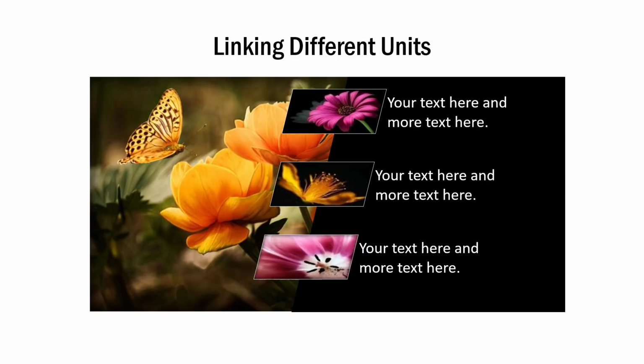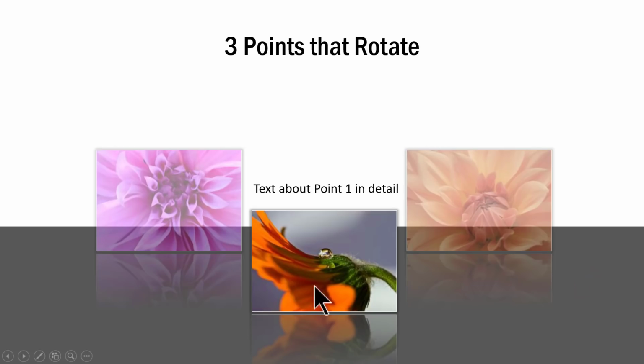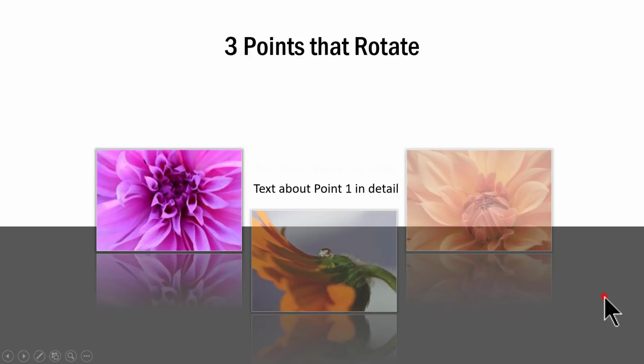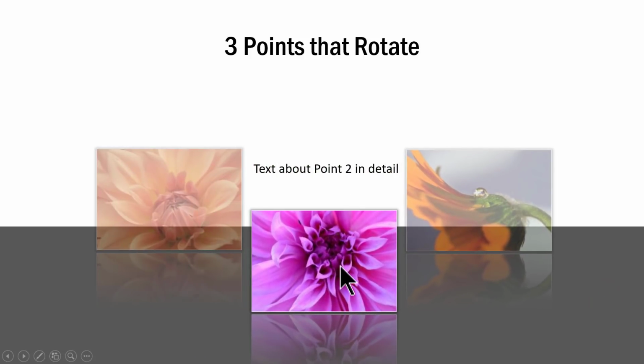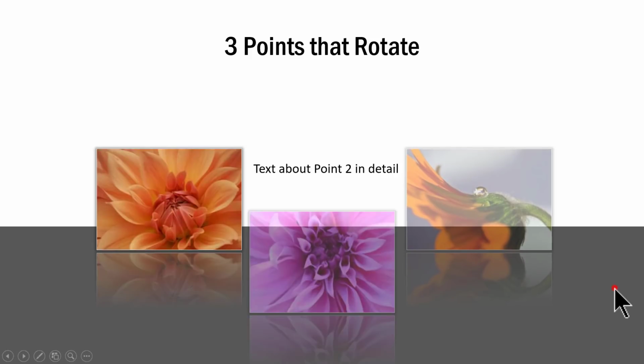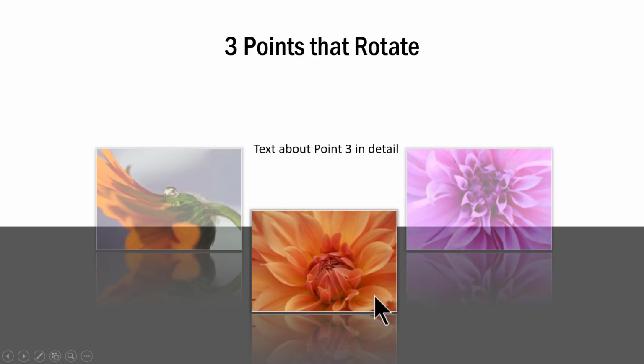The last example of showcasing 3 different photos with their explanation is this one, where you can see that the focus is on one picture while the remaining 2 pictures are slightly transparent. You can see that we have details about point 1 here. On a click, you get the second photo brought into focus, and we talk about the second point here, and then we bring in the third photo in focus and we talk about that.